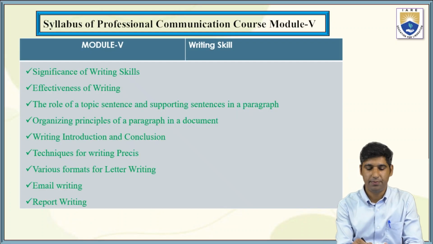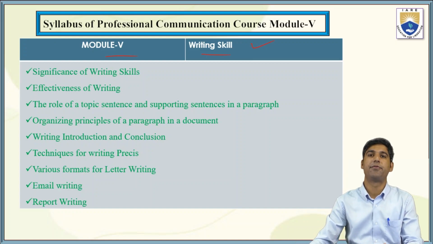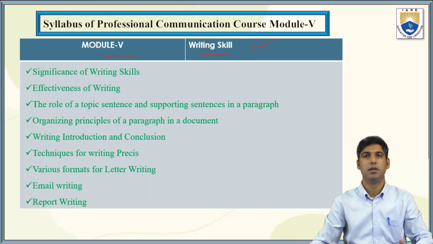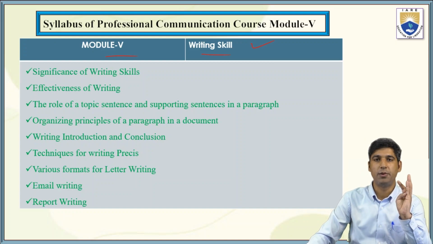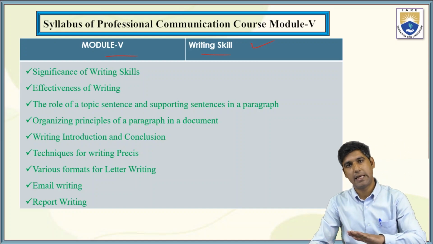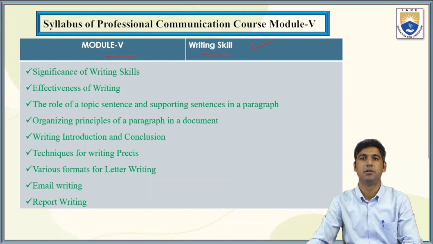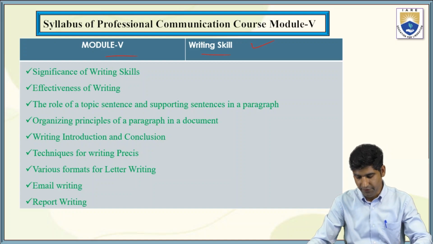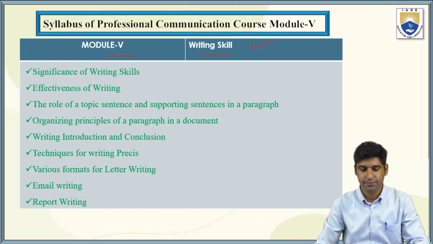Now let's see what the fifth module is. It's writing skill. As I told you, the syllabus has been framed in a coherent order. The first module was about speaking, then listening, then speaking, then reading and writing. These are the 4 skills. This is the order of 4 language skills which we require in order to learn a language. So the syllabus has been framed according to these 4 skills.